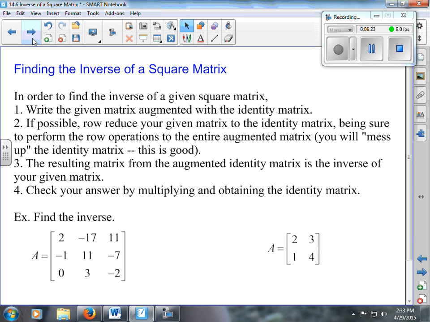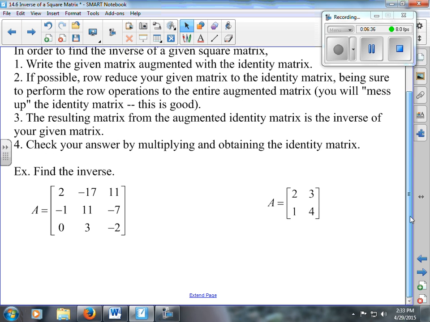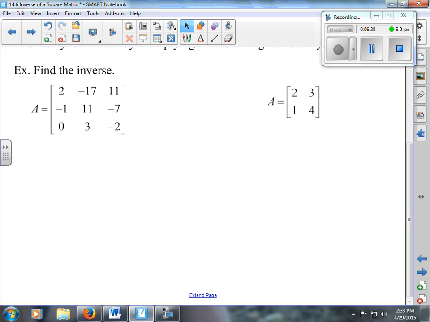And you're going to do that on the entire augmented matrix so that you get the identity matrix on the left. And then you're going to end up with your other matrix on the right. That's the inverse. Okay, so let's start with this example 1.